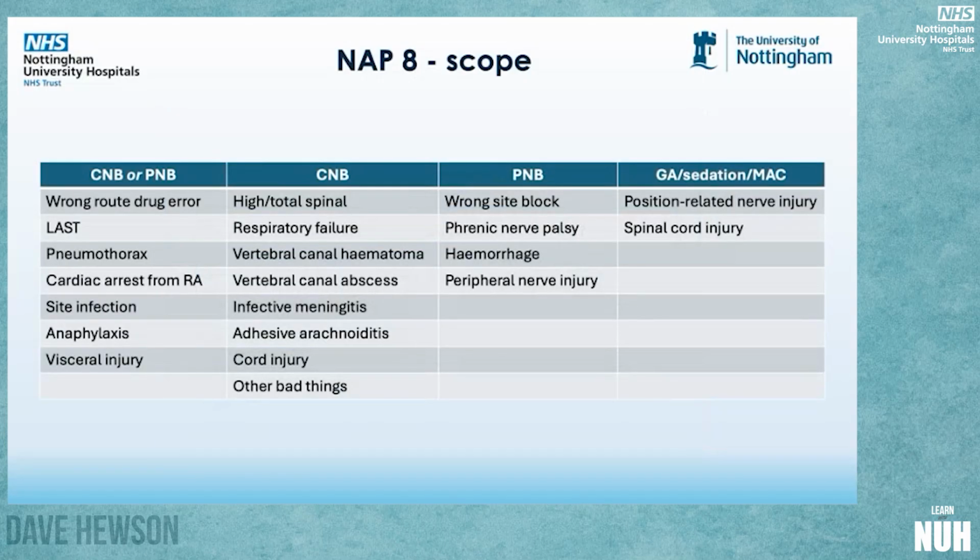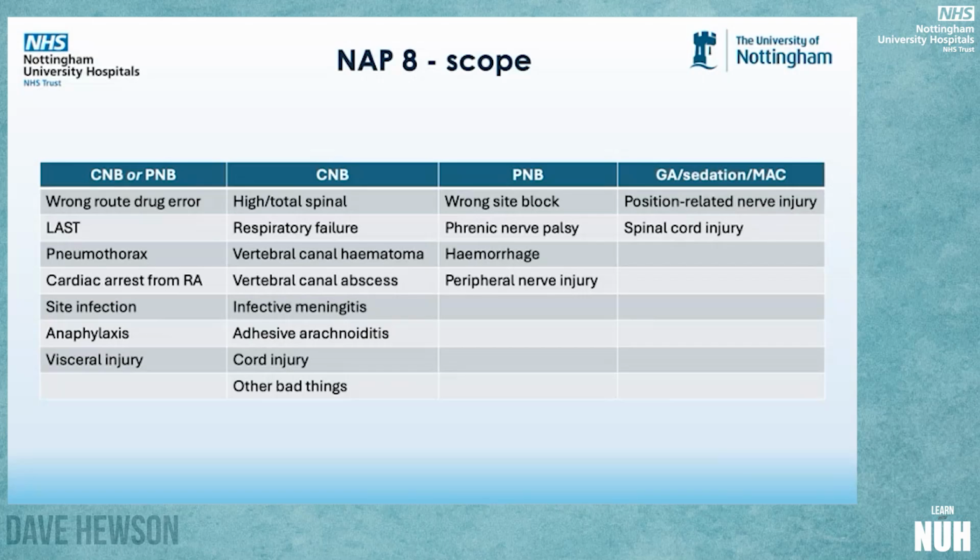What sort of harms will it be looking at? It's not just looking at nerve injury, it's looking at an awful lot, and that's a real challenge: to carefully define what we mean by some of these complications and encourage people to report them. So it's not just about peripheral nerve injury or epidural haematomas. Some of those harms may occur with either a neuraxial block or a peripheral nerve block, such as wrong route drug error and local anaesthetic toxicity. Others are specific to either central or peripheral nerve blocks.